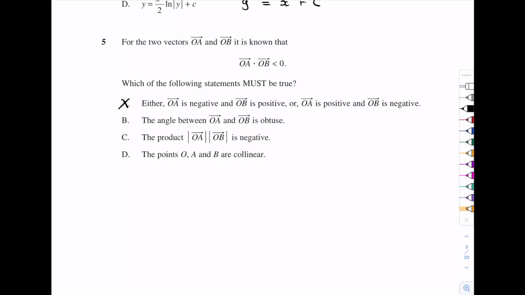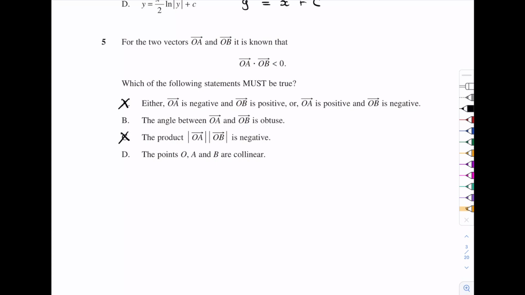Option B says the angle between OA and OB is obtuse. Now this one is plausible. This could be the answer, so I'm going to not eliminate that one yet and keep going. C, the product of the magnitude of OA and the magnitude of OB is negative. Well, a magnitude is talking about a length, and a length is always positive. So something positive times something positive can't give me something negative. That one's obviously incorrect.